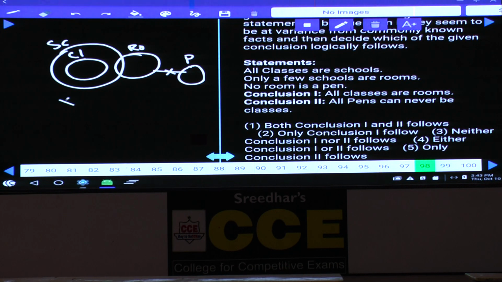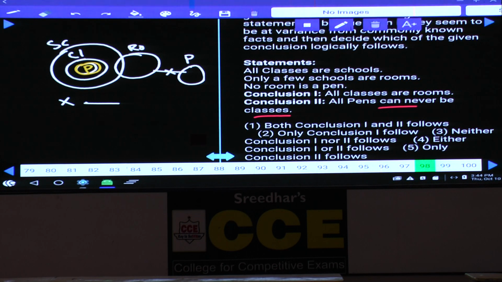So that is false. Second, all pens can never be classes. All pens can never be classes as of now. Can never be stands for what? A possibility. As it is a possibility, now let us check whether all pens can be classes or not. All pens are classes means this entire pen must come under this category. Then only it is possible. Now tell me, is it possible to write like that or not?